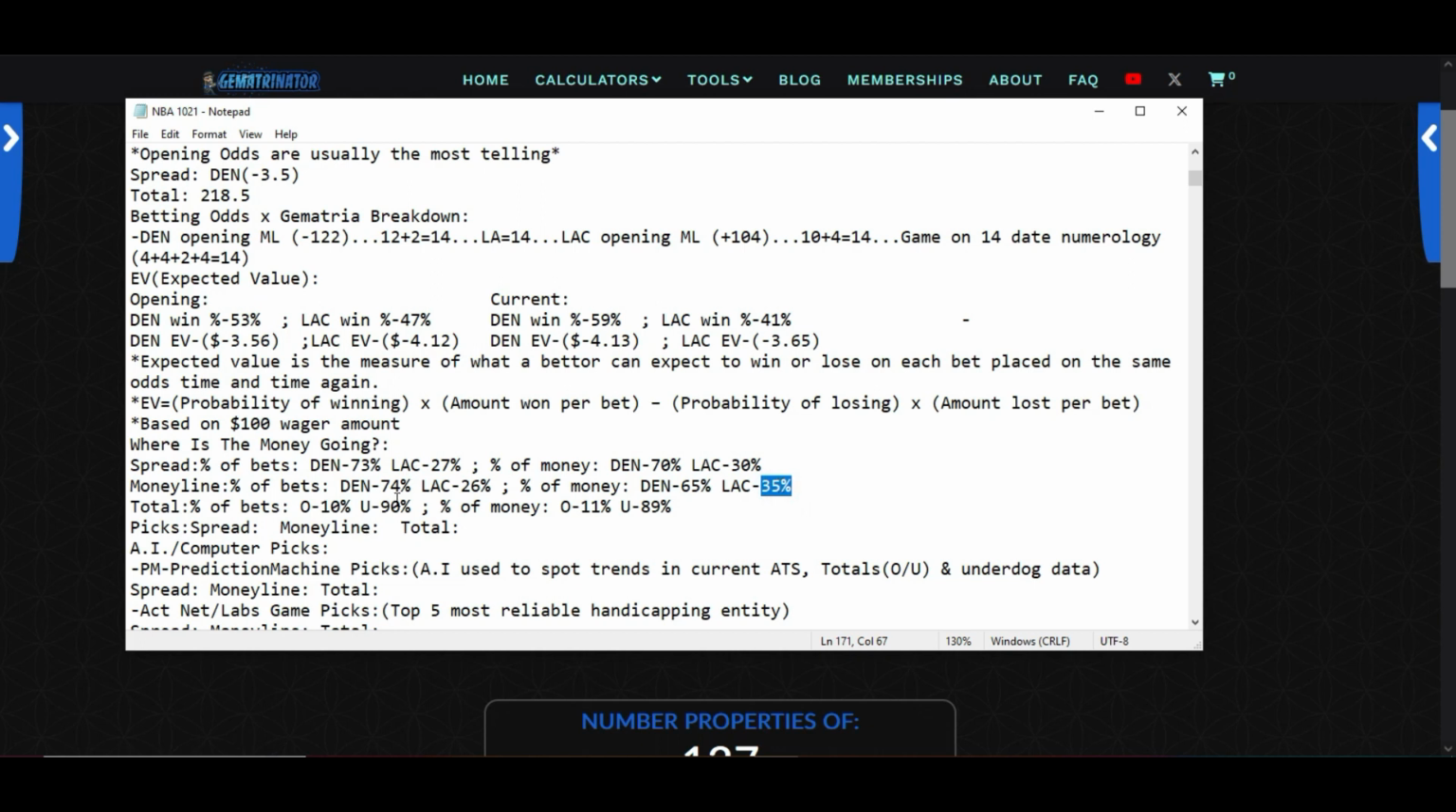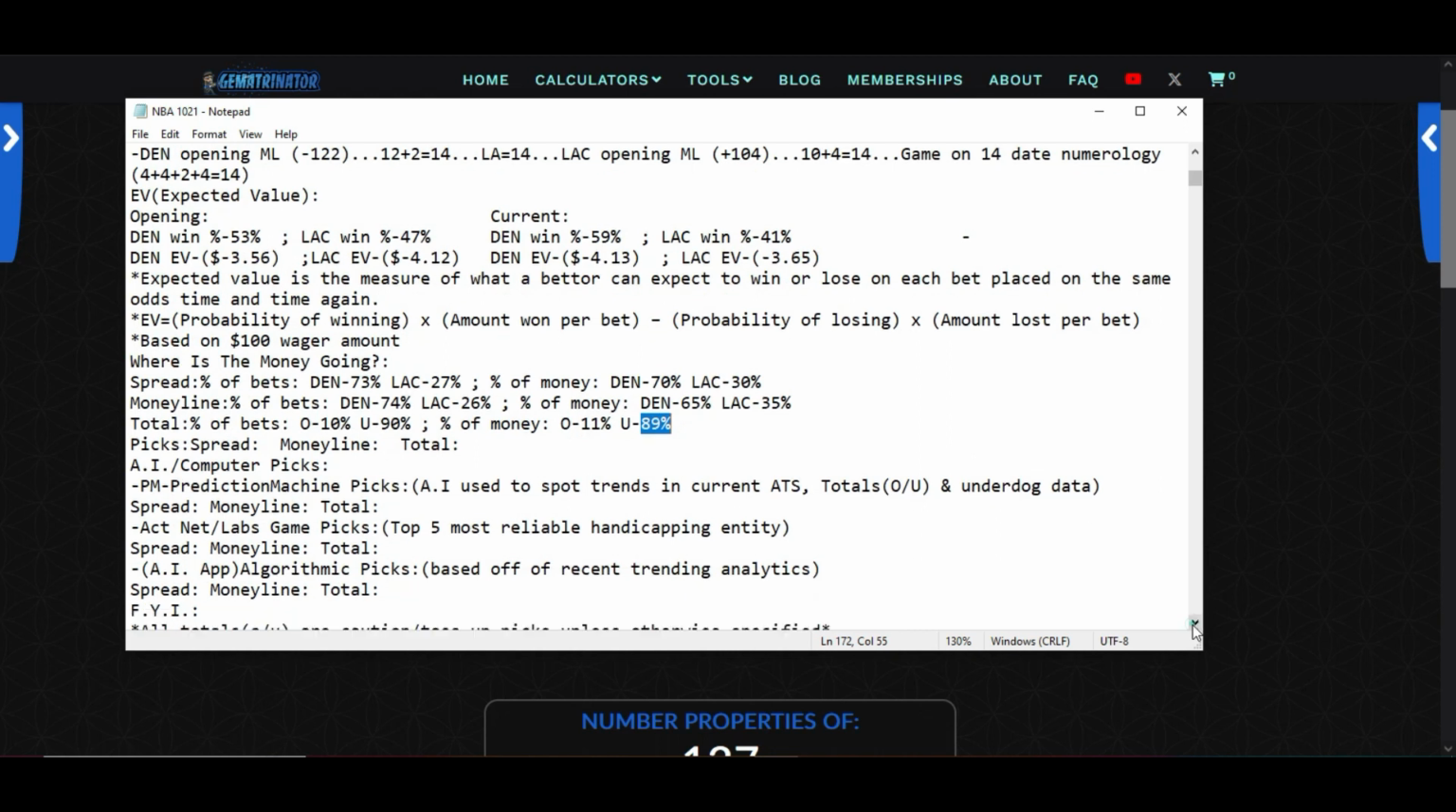Now, this is the game where the unders dominated. The only game of the day so far where the unders have dominated. 90% going under. 89% going under. It's probably because of a lot of the injuries and situations going on between both of these two teams. 89% under on the money, 90% under on the bets. And yeah, that is the last game of the day.